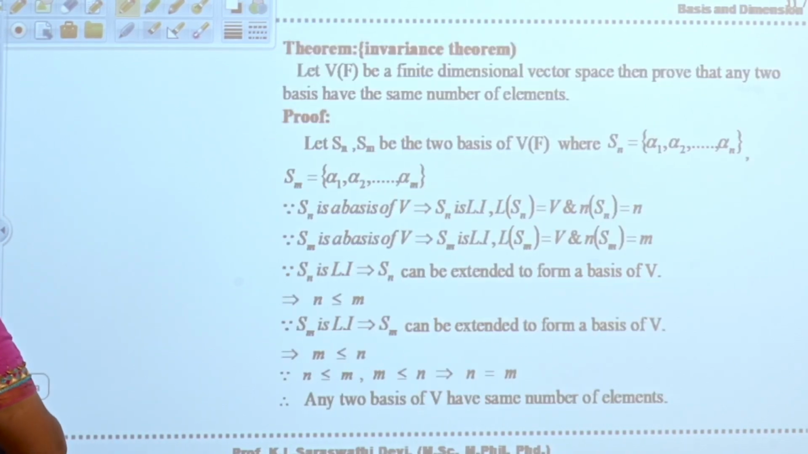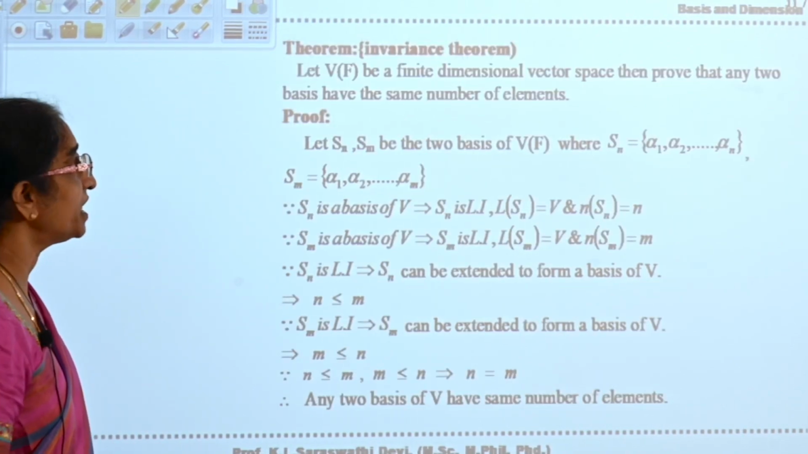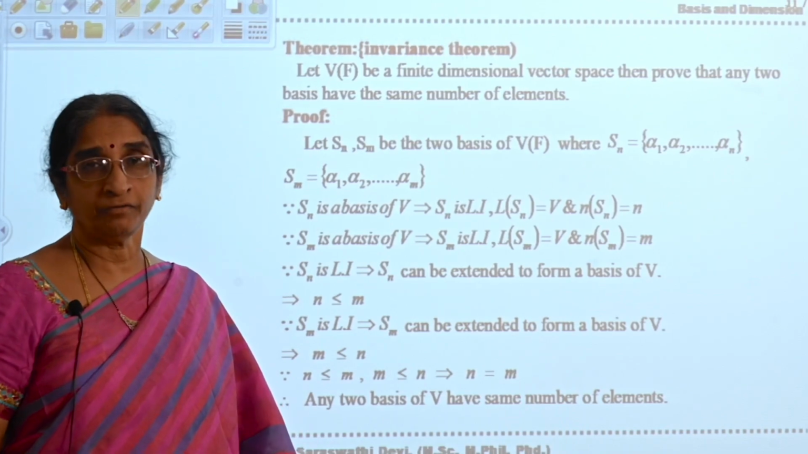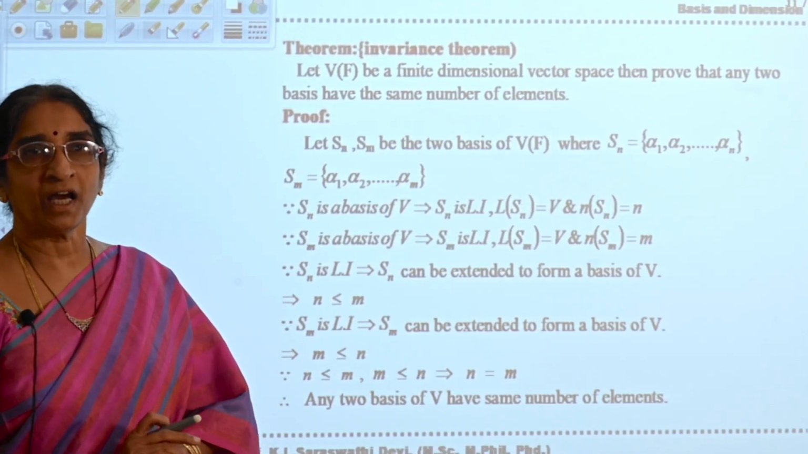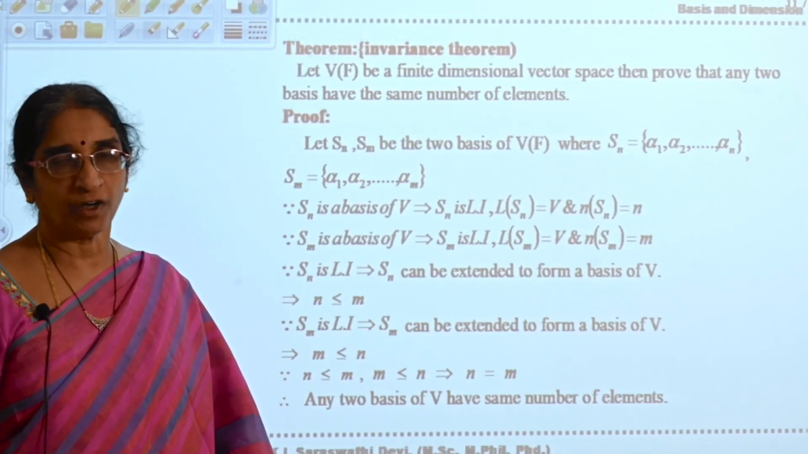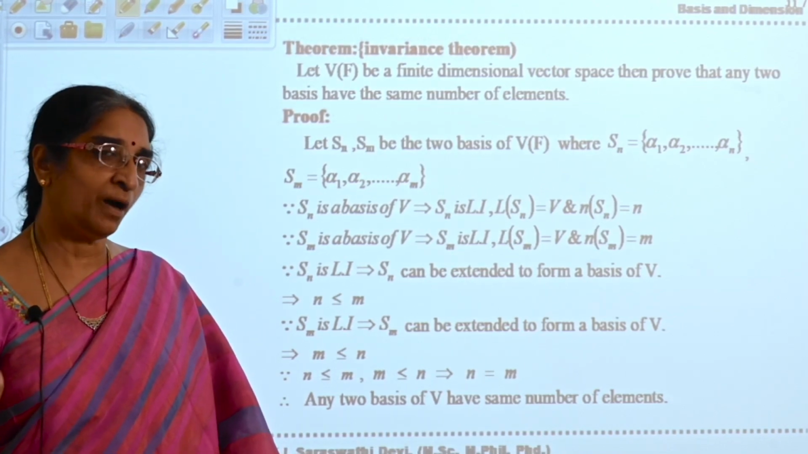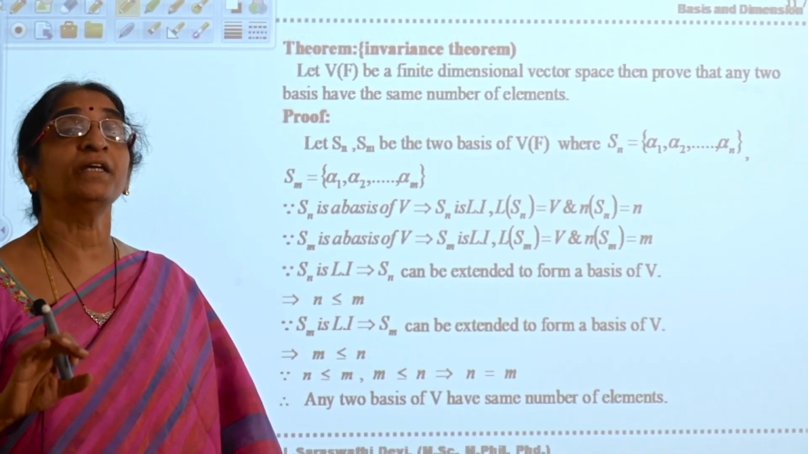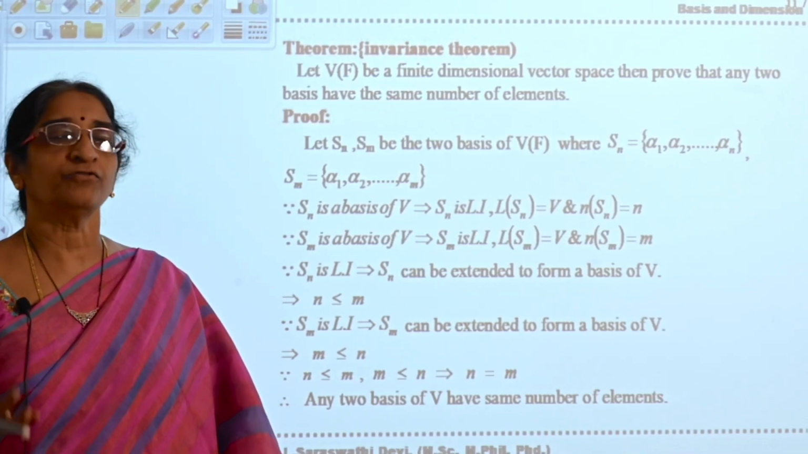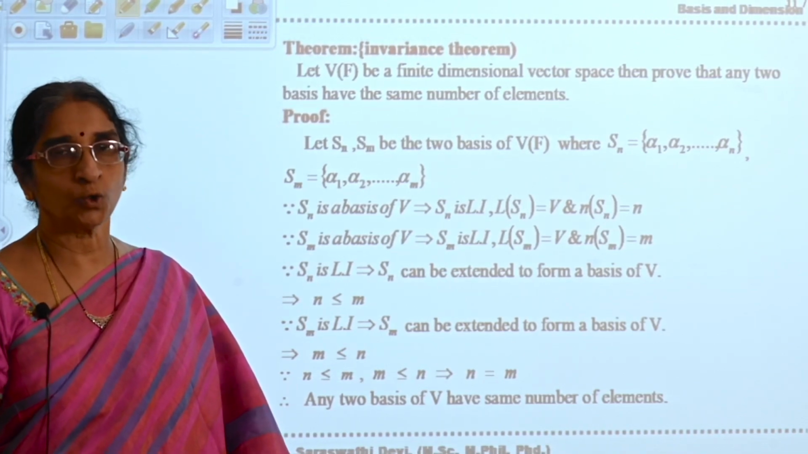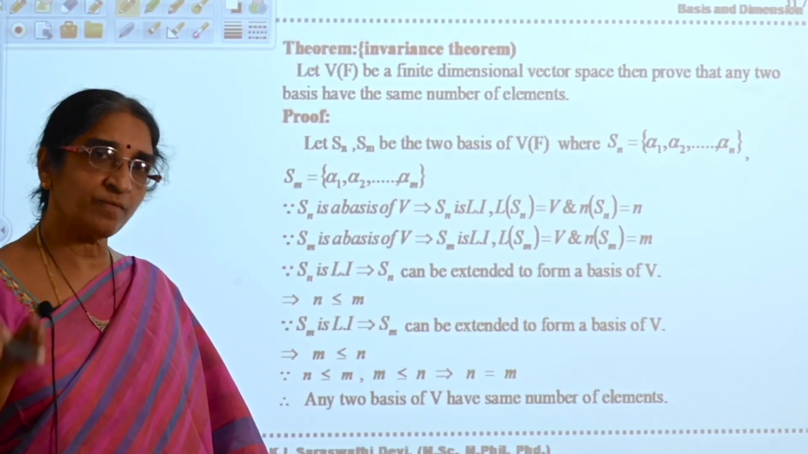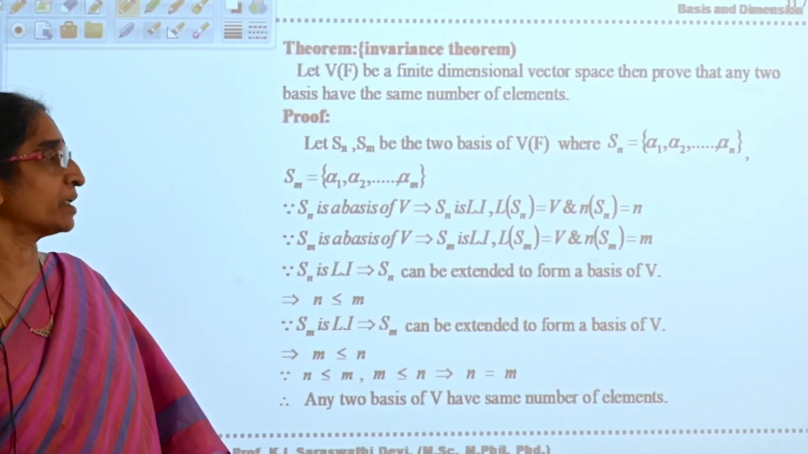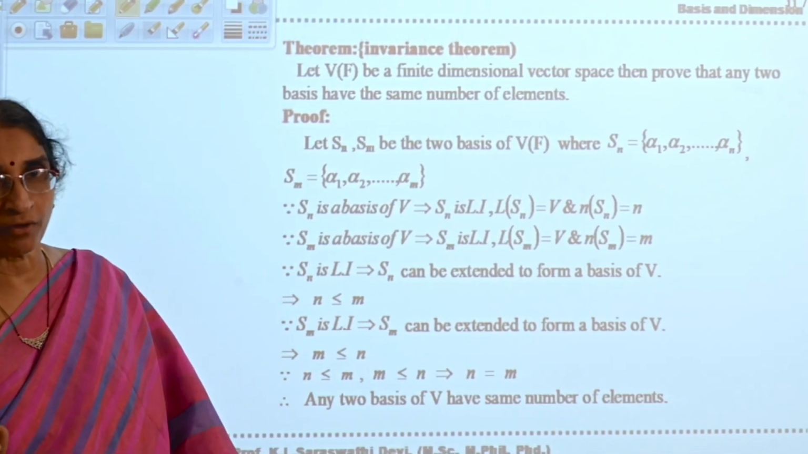Now, see this theorem, the invariance theorem. A vector space may have more than one basis, but the number of elements in any basis will be the same. Suppose the vector space has two basis sets; the number of elements in the first set will be the same as the number of elements in the second set. That is all this theorem says.